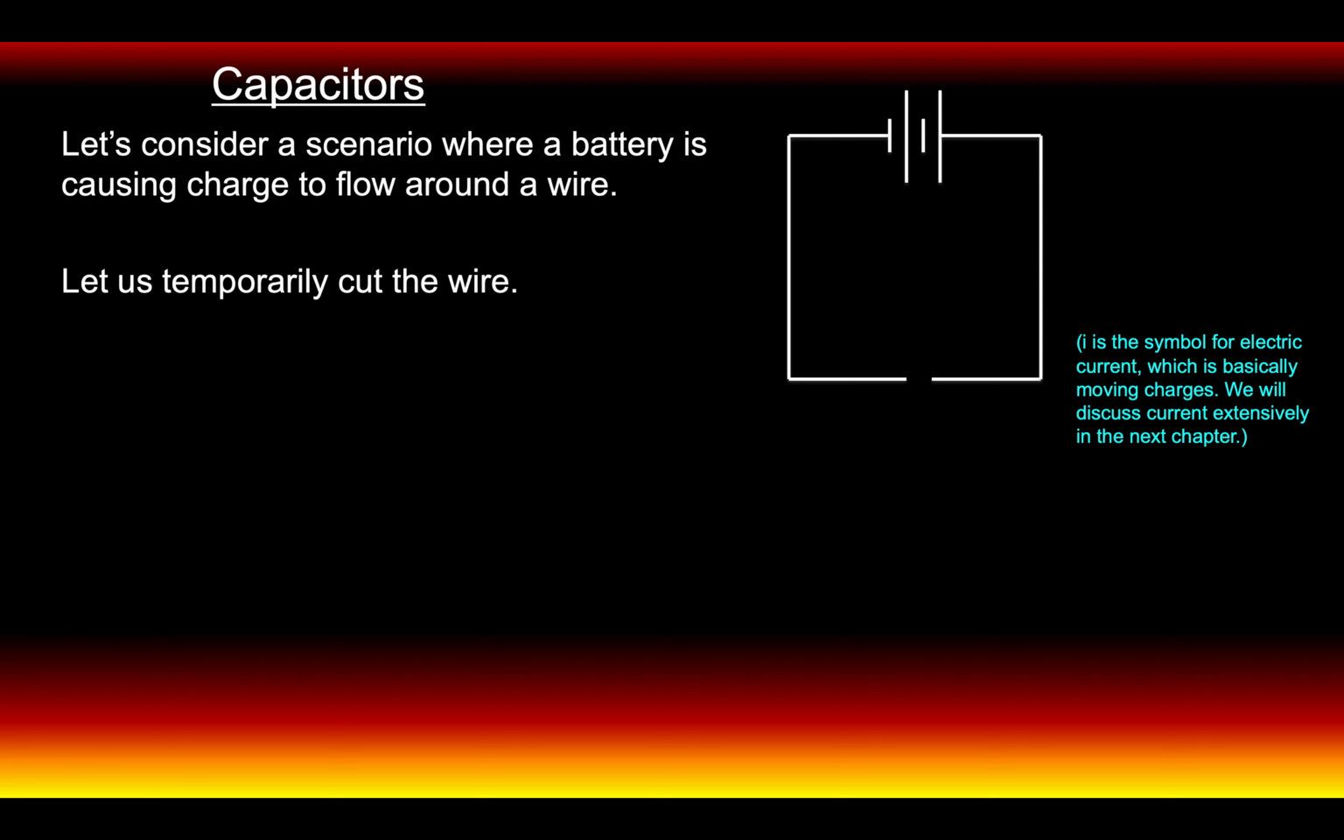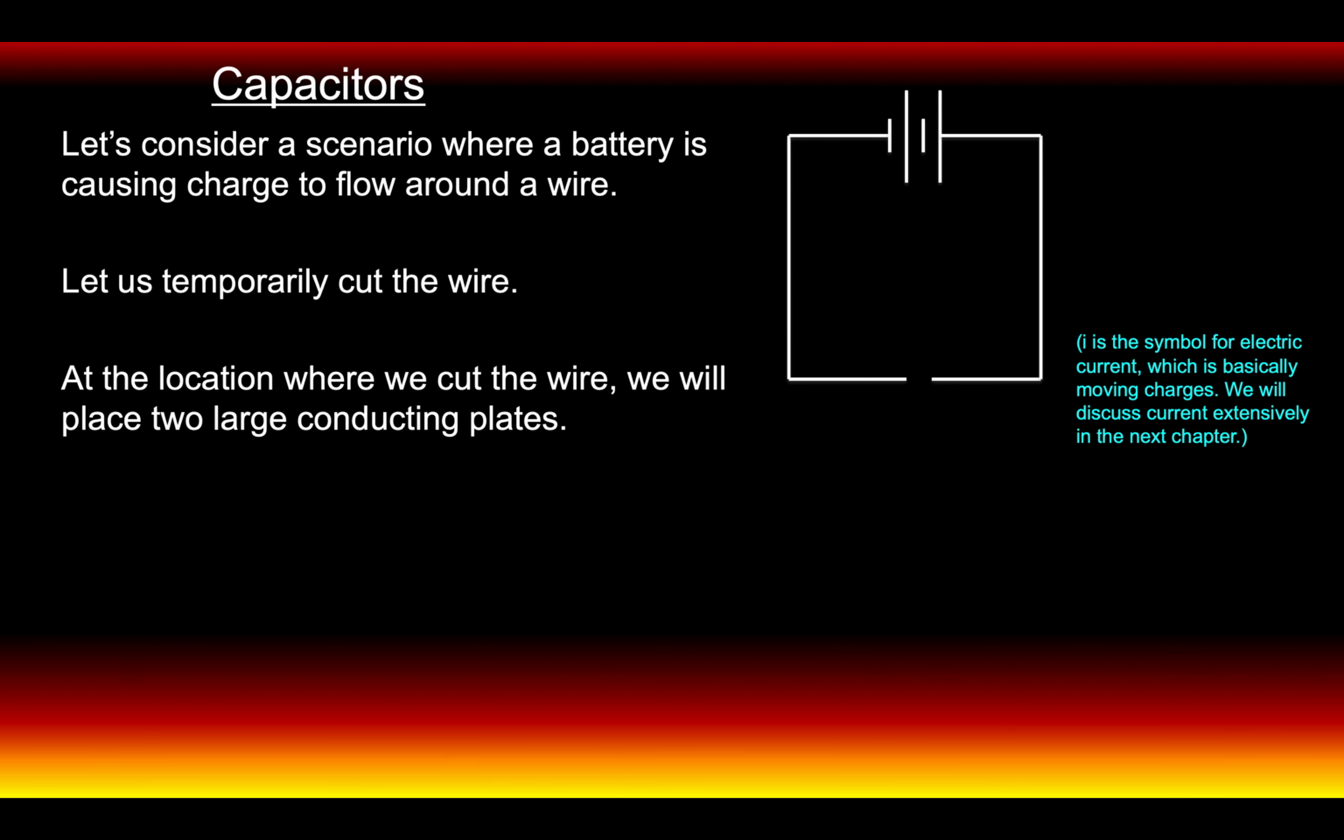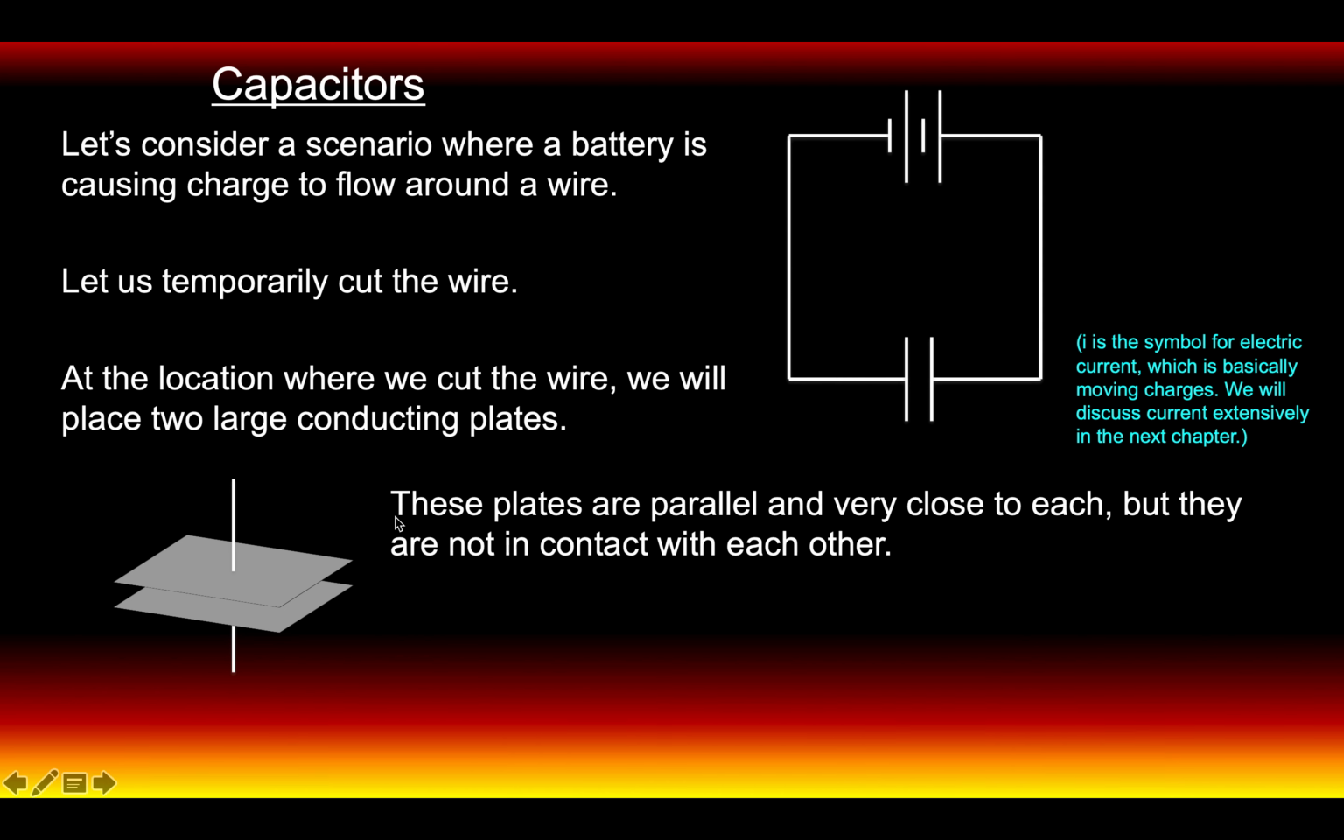At the location where we cut the wire, let us place two large conducting plates. So let's suppose we have two large metal plates, and we're going to place those two plates on either side of the wire where we cut it. So we're going to have a picture that looks something like this. Here is a side view of the two plates connected to the wire, and here's a view with a bit of perspective. These plates will be assumed to be parallel with each other, and they're going to be very close together, so that the side length of the plates is much longer than the distance between the plates. And importantly, the two plates are not in contact with each other. There is just empty space between the two plates.